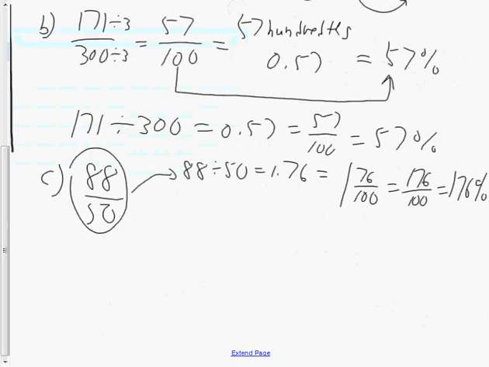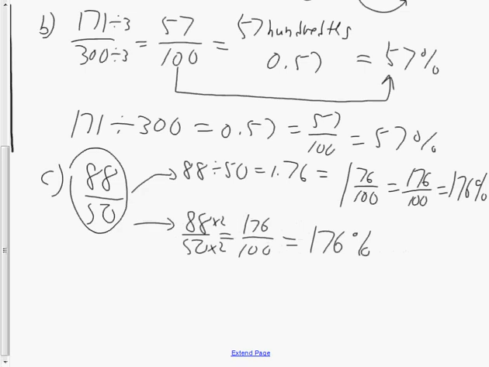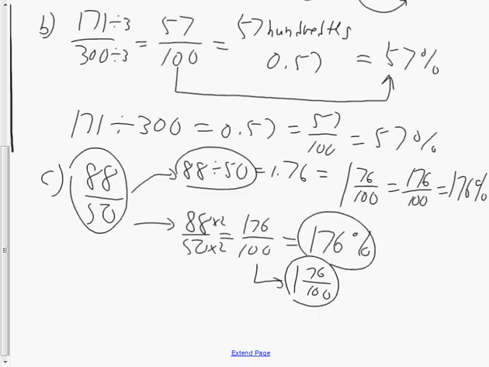But the second way you could have done it instead of that method, you could have said, well, 88 fiftieths as an equivalent fraction out of 100, right? I'd multiply both by 2, would be 176 out of 100, which is 176%. We know that right off the bat. But more importantly, it's also 1 and 76 hundredths. So I was able to get my answer, that's the fraction, that's the percent, without using division, right? I was able to do it using equivalent fractions, okay?